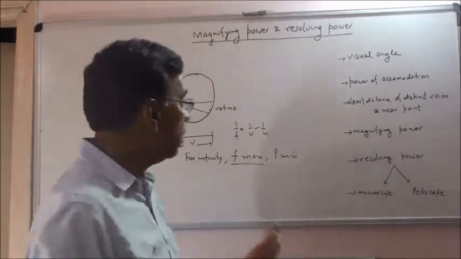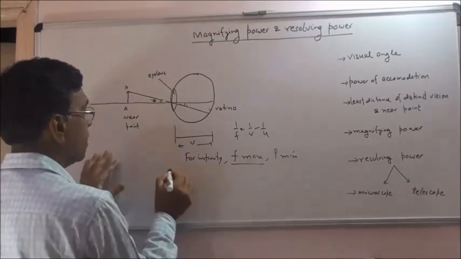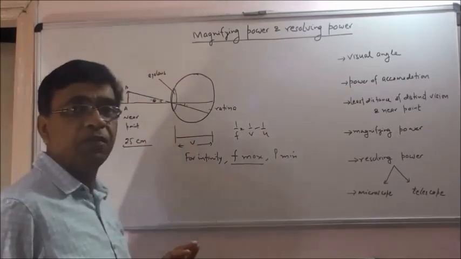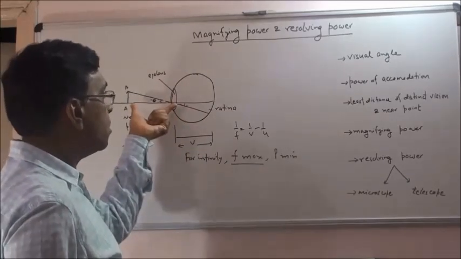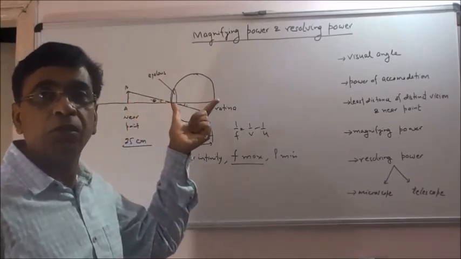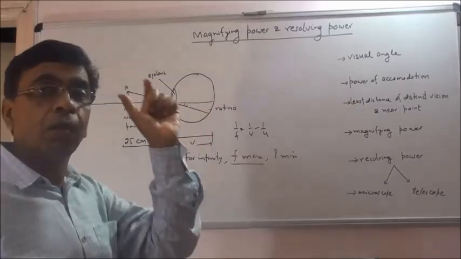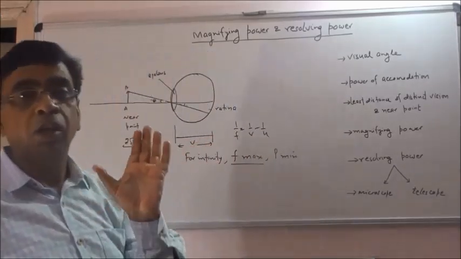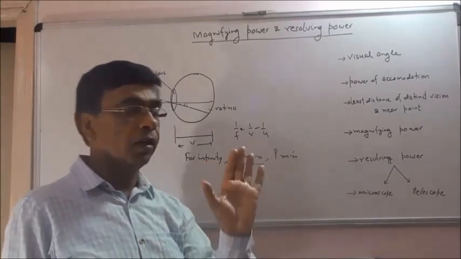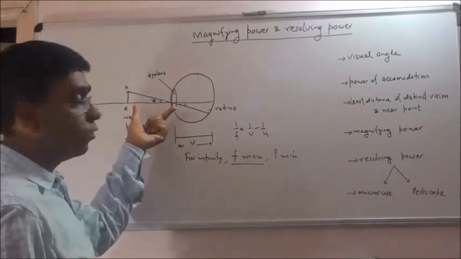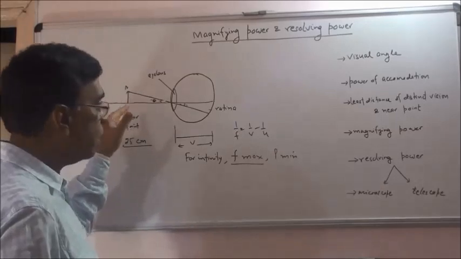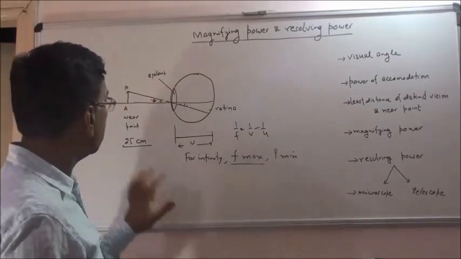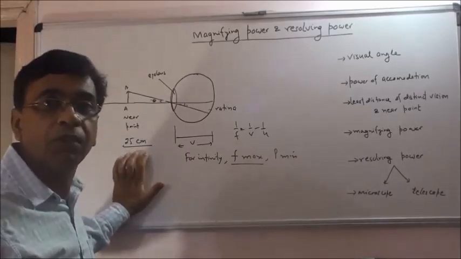For a normal eye, this distance is 25 centimeter. So 25 centimeter, this distance is called the least distance of distinct vision. It means the minimum distance from the eye lens up to which an object can be seen clearly. So least distance of distinct vision. And this position is called the near point. The least distance of distinct vision for a normal eye is 25 centimeter.